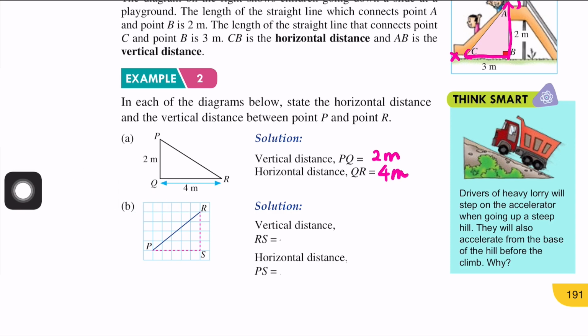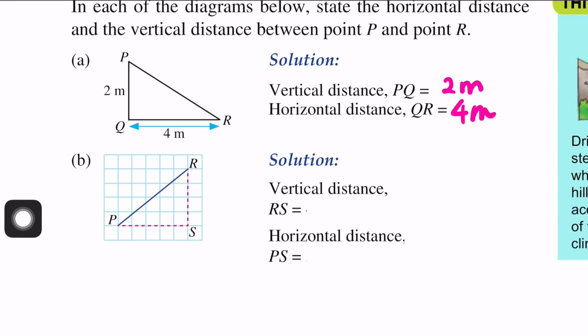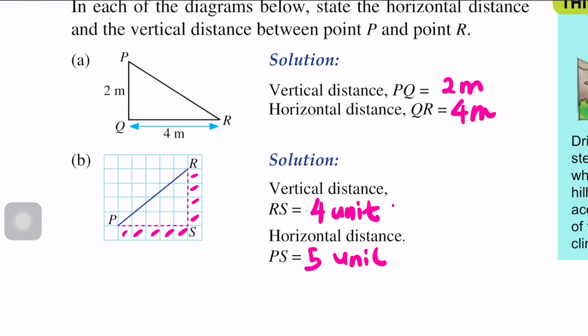Next for B, this is on a grid, so we can calculate how many units. Vertical distance RS, I'm assuming, we have 1, 2, 3, 4. So RS is 4 units. Same with PS. PS is 1, 2, 3, 4, 5. So 5 units distance. Okay, so far so good.